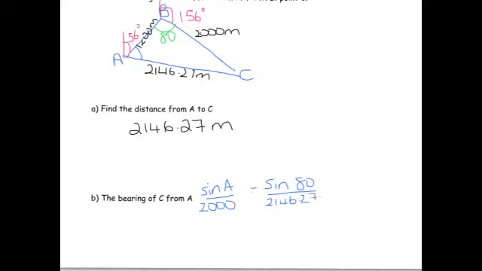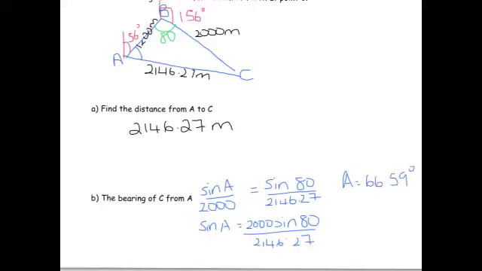2146.27. If this was all one part of the question, you would need to use the exact answer. Because we've already worked this out in part A, we can actually use the rounded answer now. So we rearrange that to get sine A equals 2000 times sine 80 over 2146.27. To get the angle A, remember do inverse sine of all of this. You could have alternatively used your calculator. To get A is 66.59 degrees.